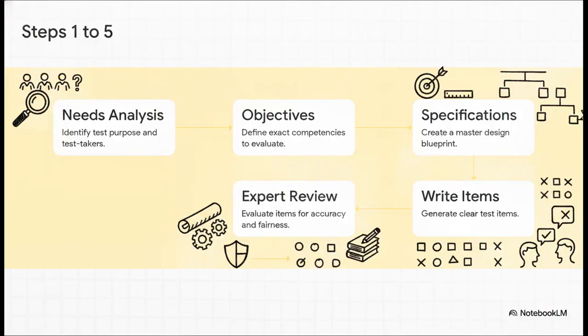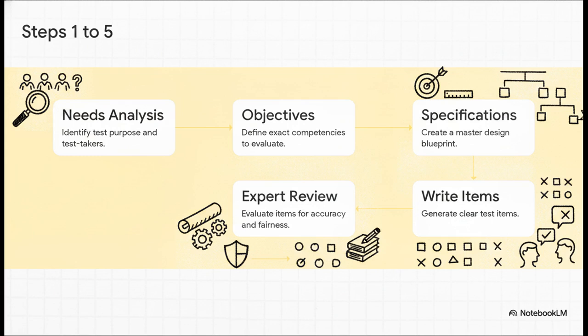Constructing a professional test happens in 10 stages. First, needs analysis. Who exactly are we testing and why? Second, determining learning objectives, identifying the exact measurable skills we want to evaluate. Third, preparing that test blueprint we just talked about. Fourth, writing the test items.